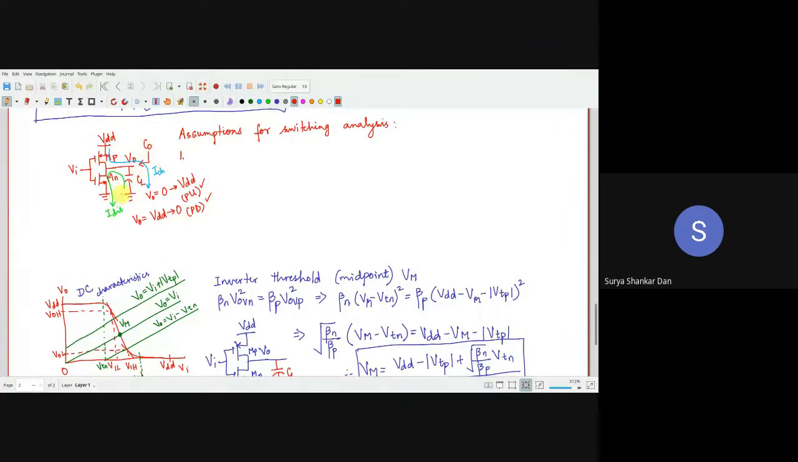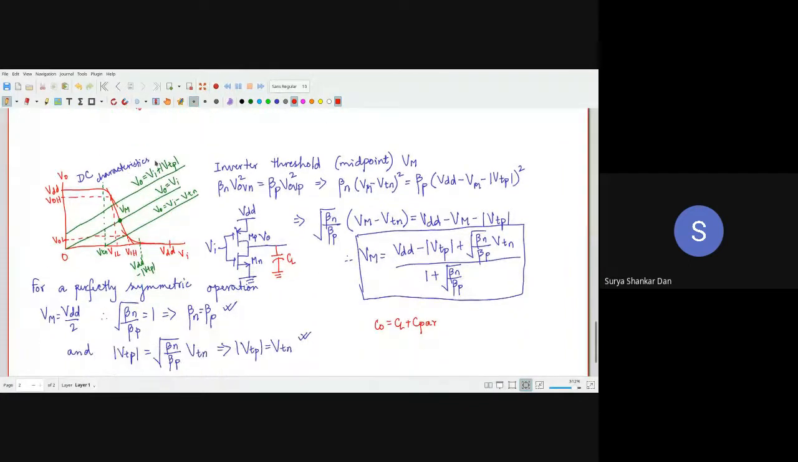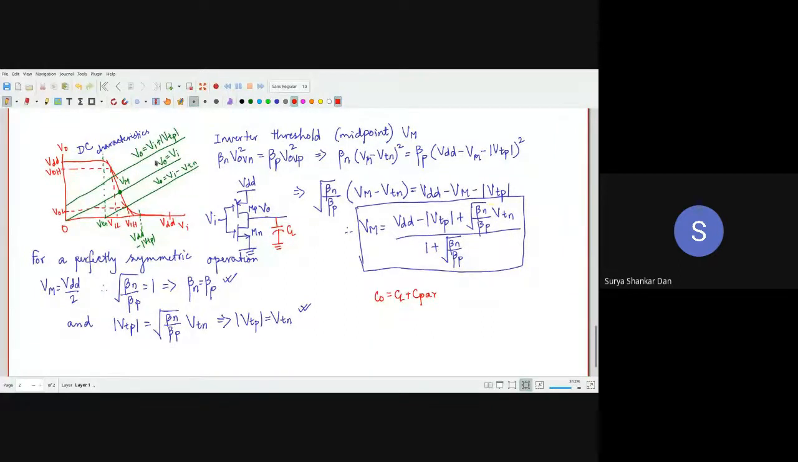Okay, so what was the second statement somebody made? Symmetric operation. Who else told me? Finite rise and fall times. Well, that is not the assumption actually. That is a condition which we will derive later. For example, I told you, for symmetric operation, what is the condition? That's why we came up with the concept of the inverter threshold, the inverter midpoint. And from there we said that for a perfectly symmetric operation, VM has to be exactly VDD by 2.